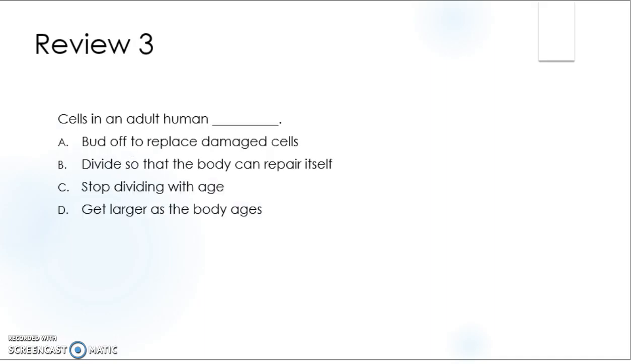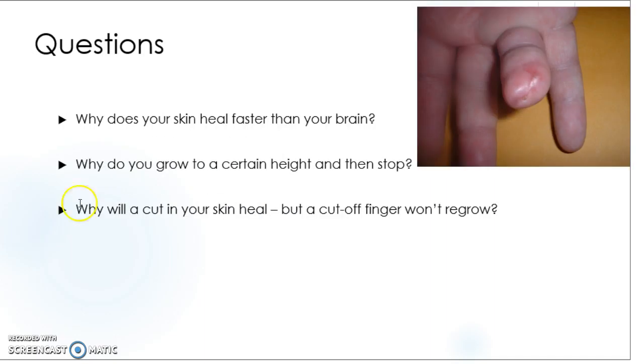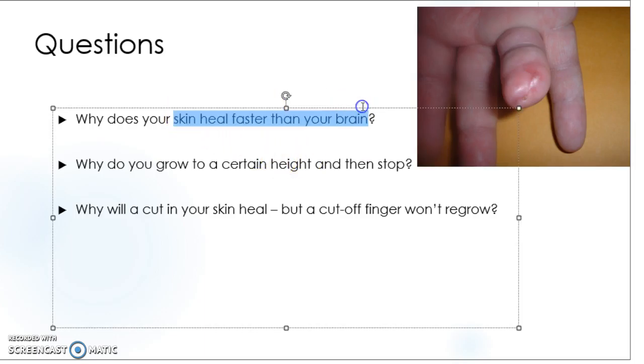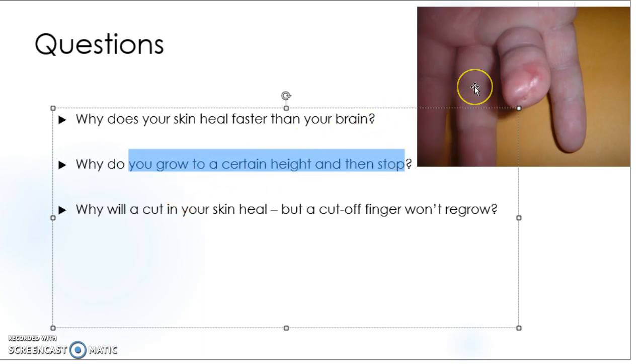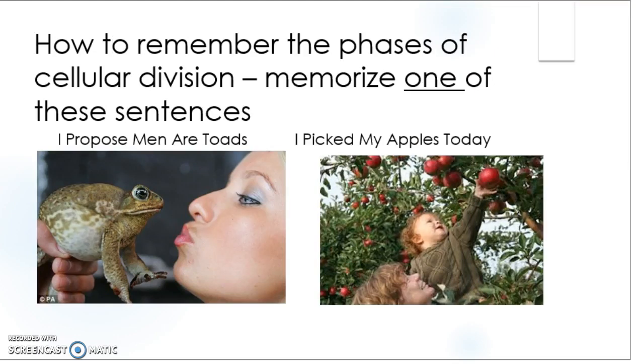Here's some of the questions that will show up in the homework. Why does your skin heal faster than your brain? Why do you grow to a certain height and then stop? That's in your DNA right there. Why is it if you cut your hand, it'll heal with a scar, but if you cut off your finger, it won't? Hey, why not? So it comes to cellular division.